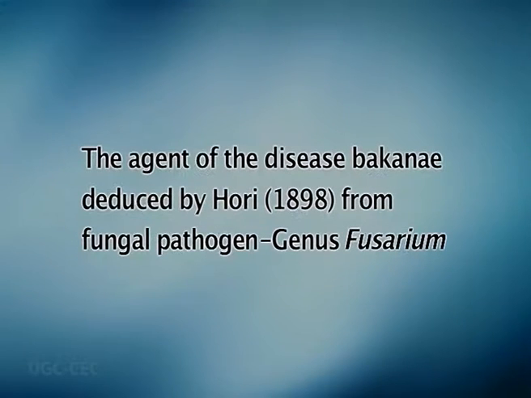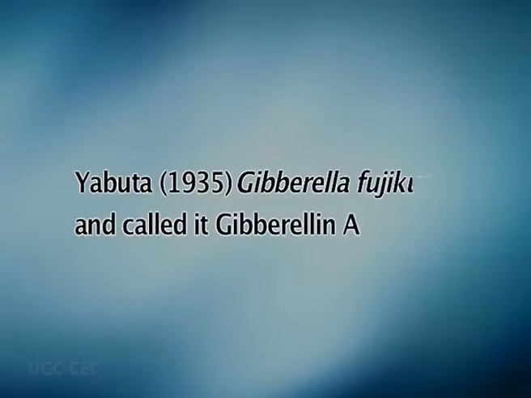In 1898, the agent of the disease bakanae was deduced by Hori as being a fungal pathogen of genus Fusarium. In 1926, Kurosawa discovered that the disease was caused by a substance secreted by the fungal species named Gibberella fujikuroi. In 1935, Yabuta isolated the compound from Gibberella fujikuroi and called it gibberellin A.